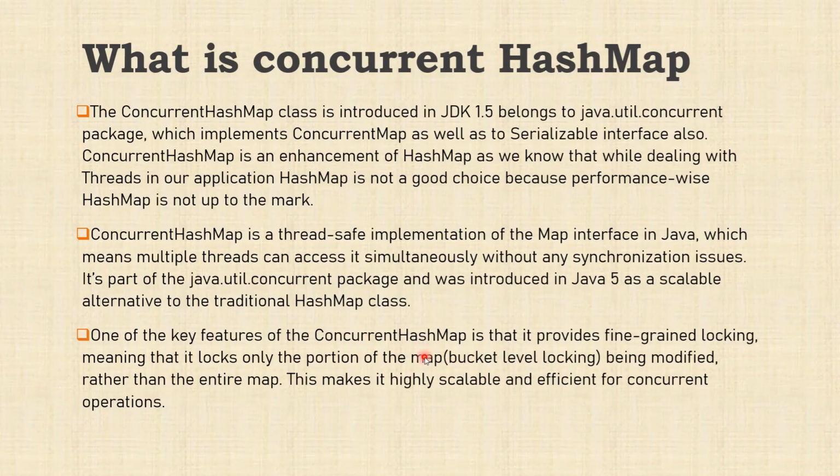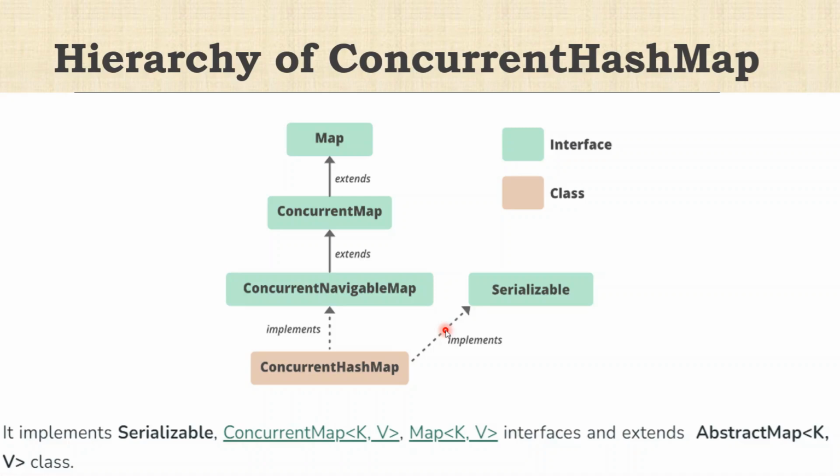So it's faster in case you are doing concurrent execution, like multiple threads executing at one time. In that scenario, concurrent HashMap will always be a good option. So we can go ahead with concurrent HashMap.